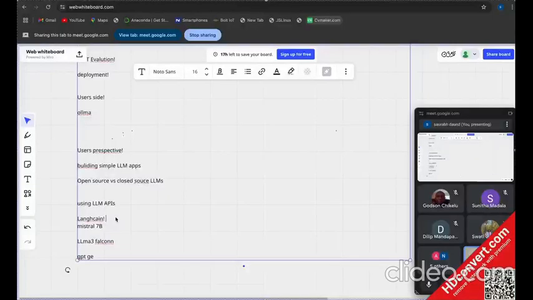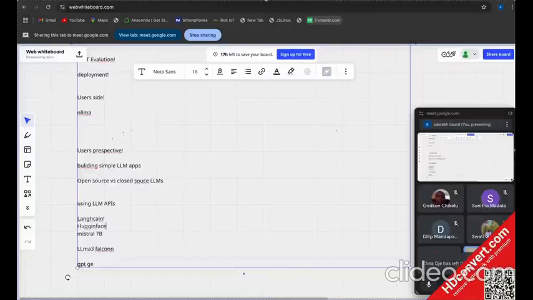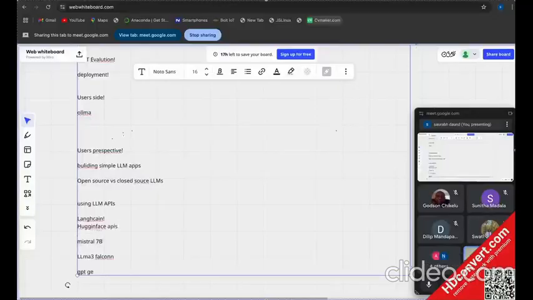So they are using simple LangChain to build all these applications. The second thing is using Hugging Face APIs. There are multiple sources where you can use these Hugging Face APIs. Then we have Ollama, which I told you about.